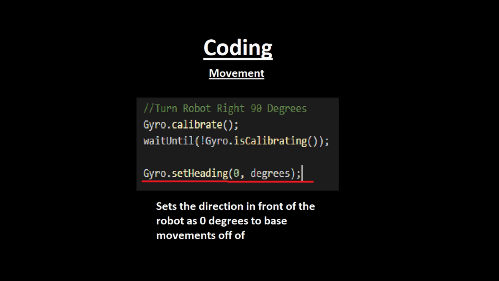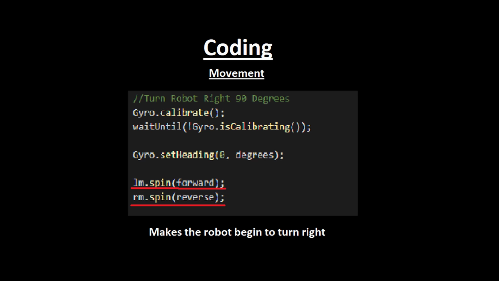Next, you set the direction that you're facing as 0 degrees, so that when you turn, your direct right is 90 degrees. This can be done with the command gyro.setHeading to 0, degrees, but the 0 can be replaced with whatever degree you really want it to be in front of you. Next, you just need to make sure that the robot starts spinning using the spin command on both your motors, where the left one moves forwards and the right one moves backwards, so that it obviously spins to the right.